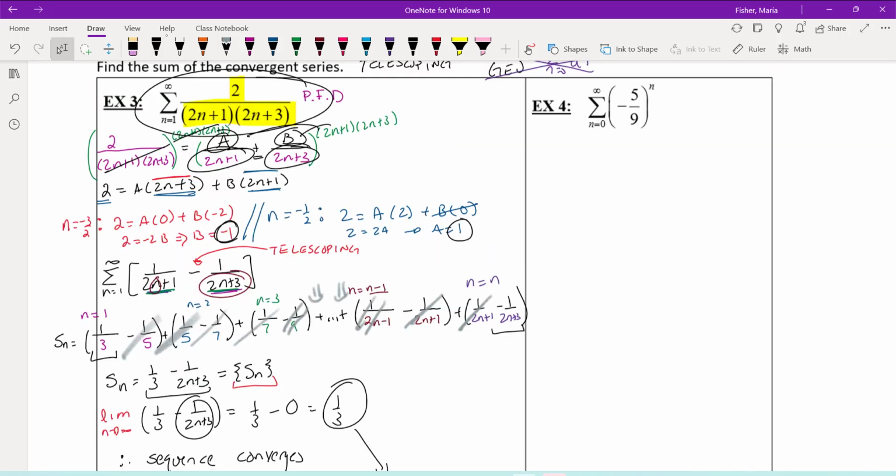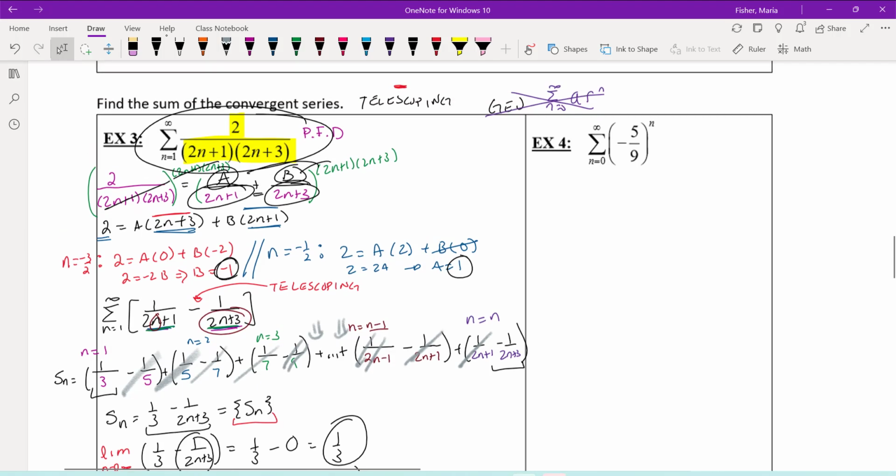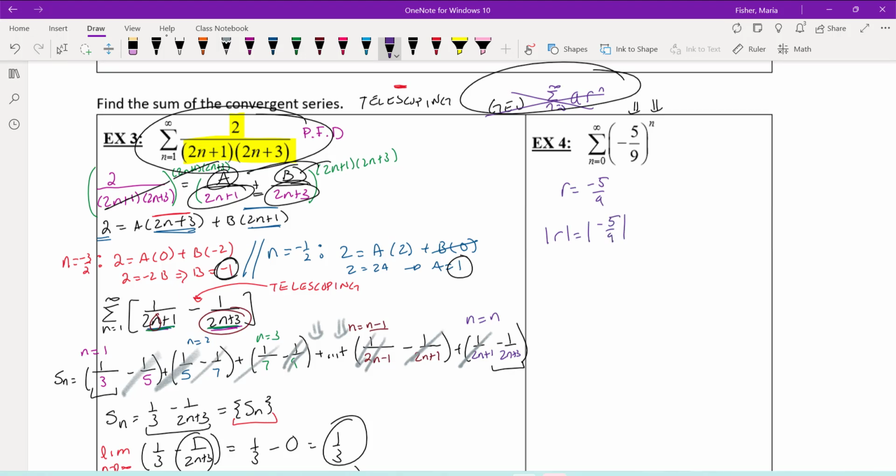What about example 4? Example 4 is the sum from n equals 0 to infinity of negative 5 over 9 raised to the nth power. Well, this is actually geometric because it's a number raised to a power. So for geometric, I need to find the absolute value of r. Well, r I know is negative 5 over 9. Therefore, the absolute value of r is going to be the absolute value of negative 5 over 9, which in this case is just 5 over 9.